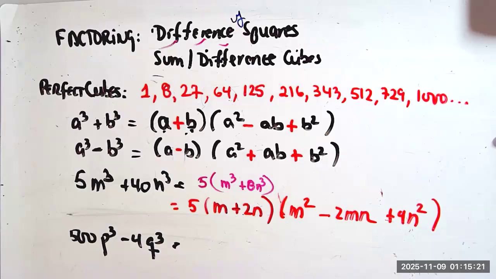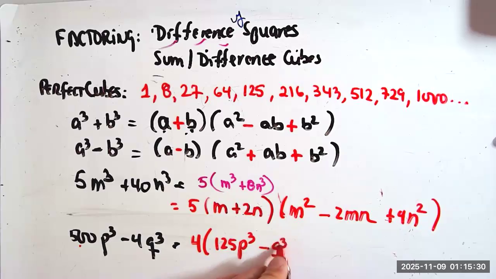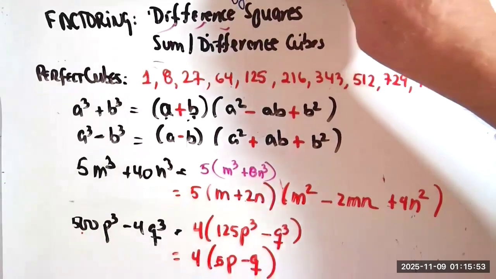Here I can factor out the 4. Then that would be parentheses 125p cubed minus q cubed. 125, the cube root is 5. 1 is 1. So that would be 4 times 5p minus q.